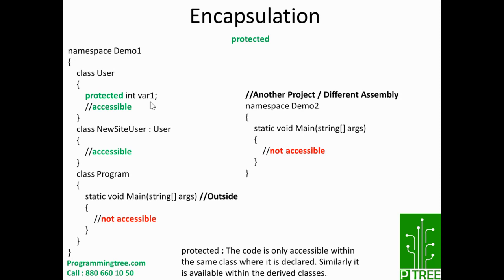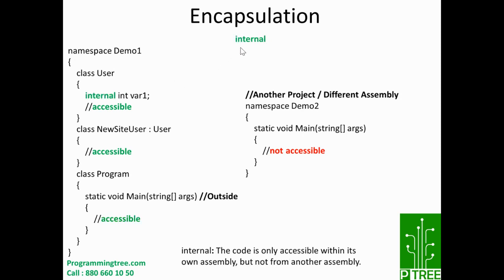Now let's discuss the next access specifier, that is the internal access specifier. In the internal access specifier, the internal keyword is used to decorate the variable. As per the definition of internal, the code is only accessible within its own assembly, but not from another assembly. It means whenever you are declaring something with the internal access specifier, the code is accessible within that assembly only, but not in another assembly.